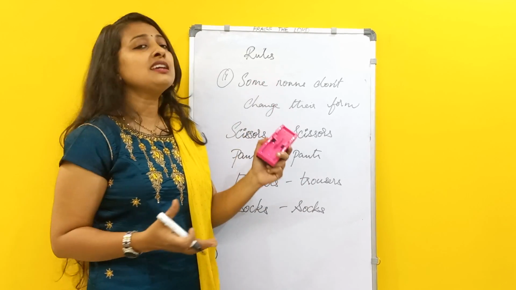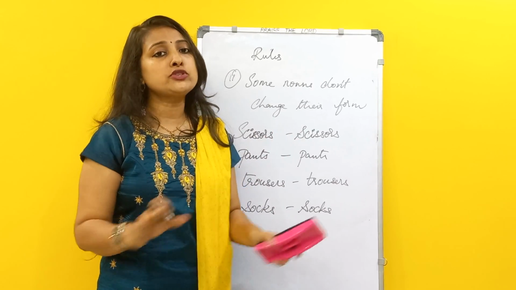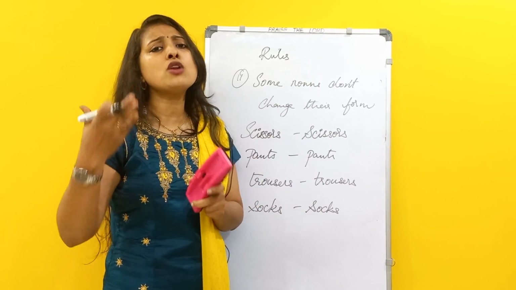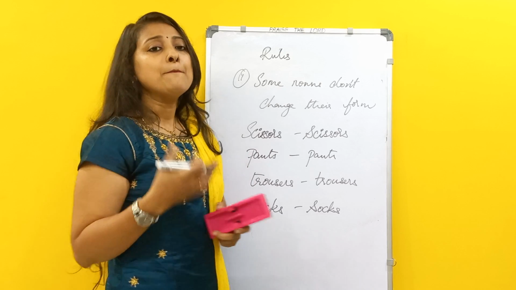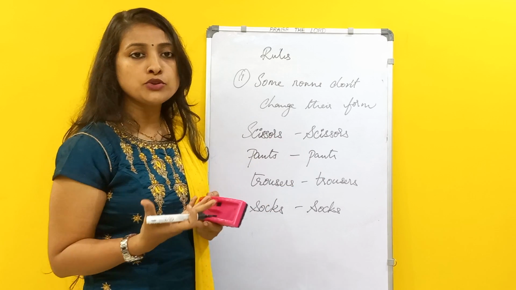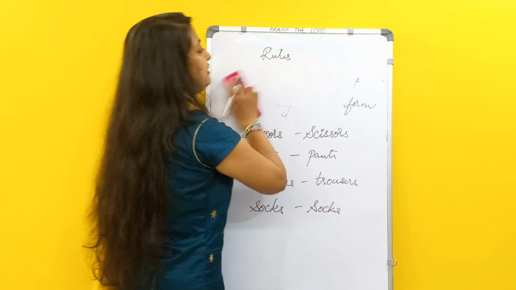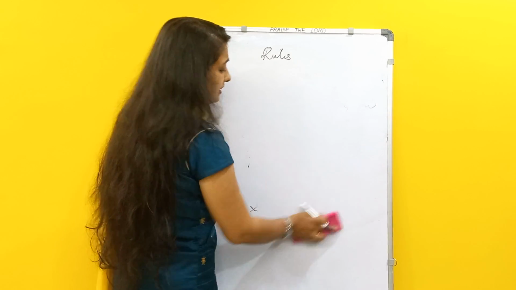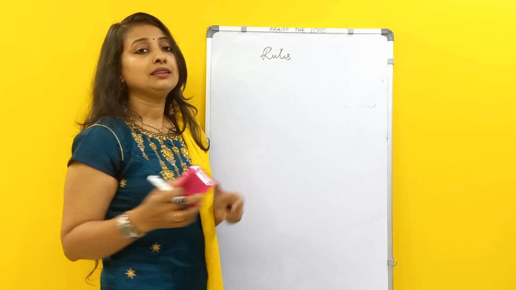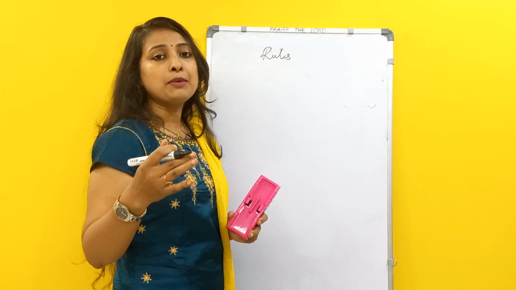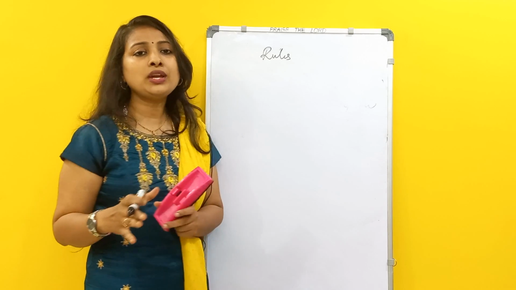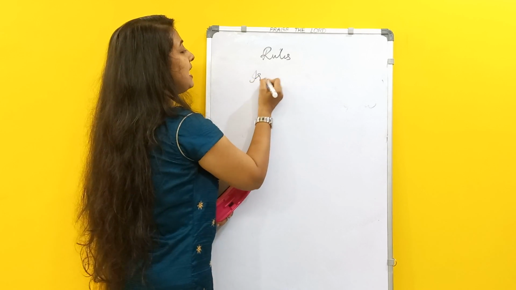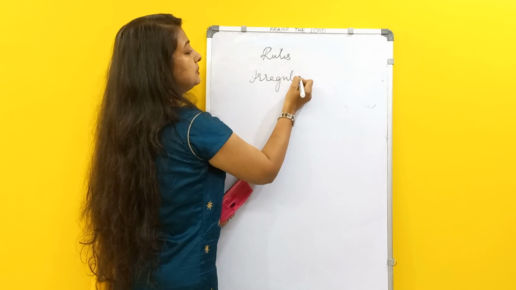Okay? So, this is about some nouns that don't change their form. You can find more nouns. You can just think of many nouns, or look around you and frame many different kinds of singulars and plurals. Okay. Now, till now we were discussing regular nouns. But there is something like irregular nouns.